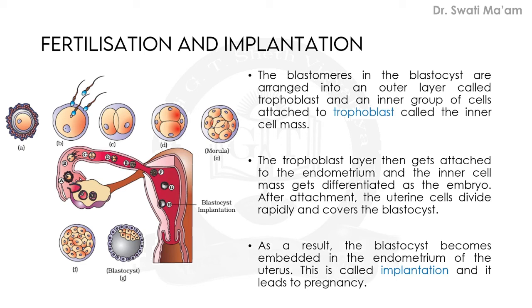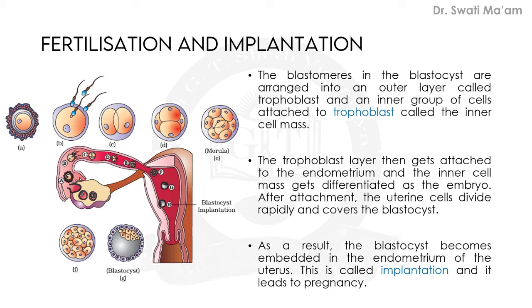After attachment, the uterine cells divide rapidly and cover the blastocyst because they have to hold it tightly. As a result, the blastocyst becomes embedded in the endometrium of the uterus. So this is implantation, and implantation leads to pregnancy. So this is the confirmation of pregnancy.